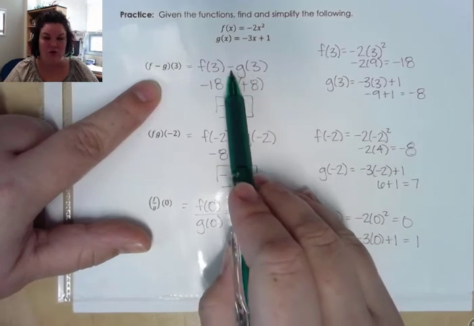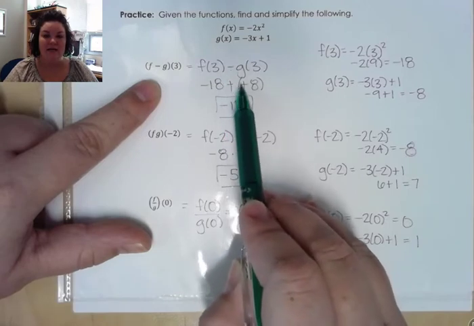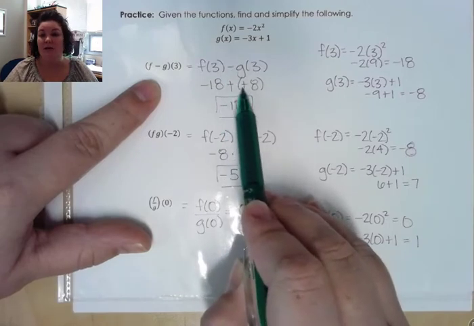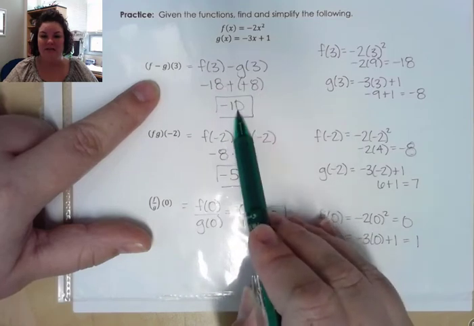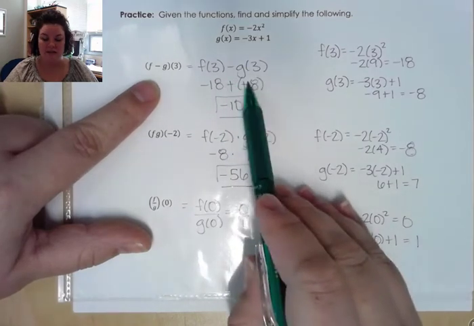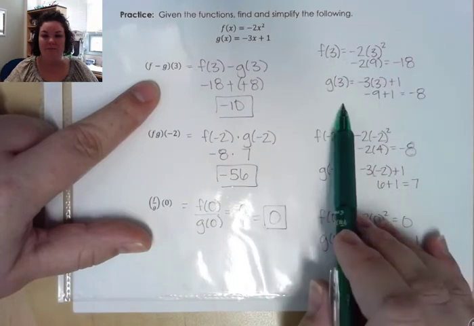And remember, we're subtracting. So when we subtract a negative, those double negatives become positive. So negative 18 and 8 gives us negative 10. Okay, if you didn't get these numbers, double check your work over here.